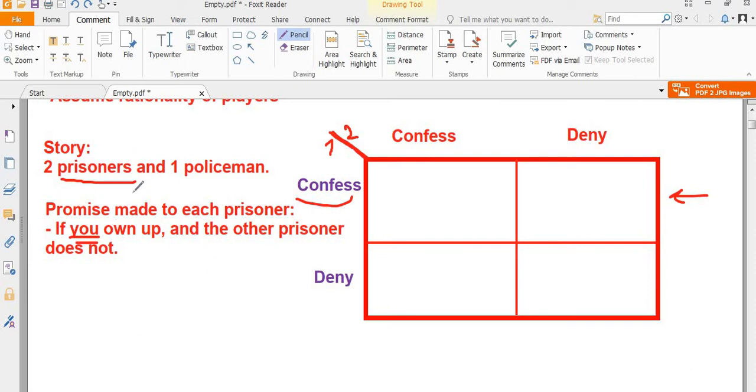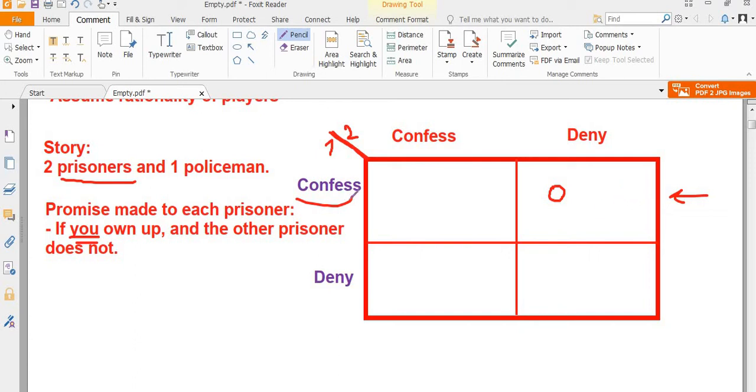So when I make a promise to the first prisoner that if you own up and the other person does not, then you are actually given the benefit, because you have owned up, you have been truthful, so you don't get a punishment. Since 1 comes before 2, here we will assume that if I write 2 numbers side by side, the first number will give me the situation for the first player, and the second number will give me the situation for the second player. That is again a convention that we use in game theory, and we will follow it in prisoner's dilemma as well.